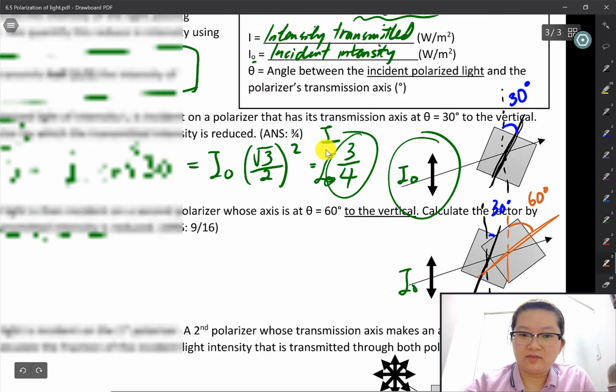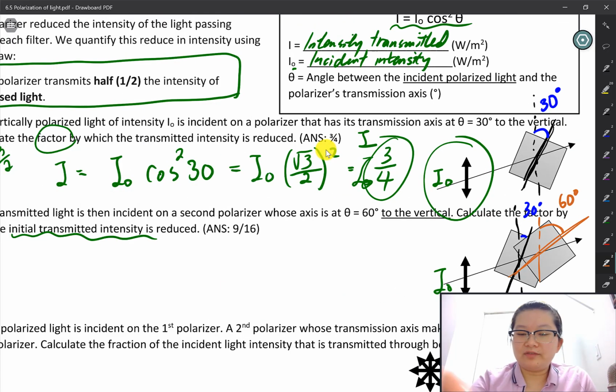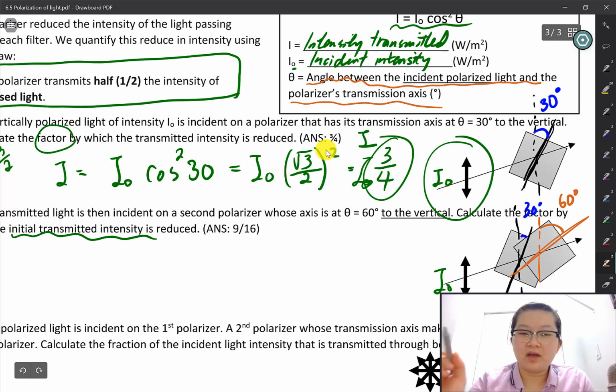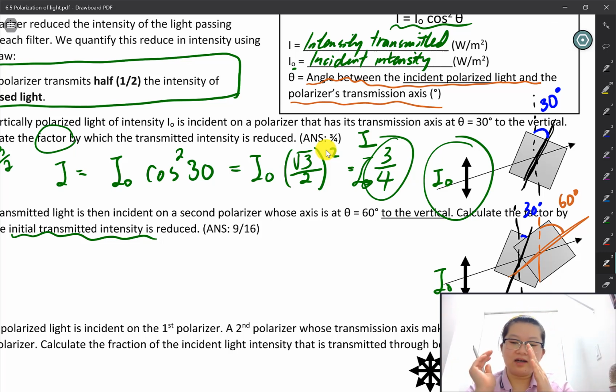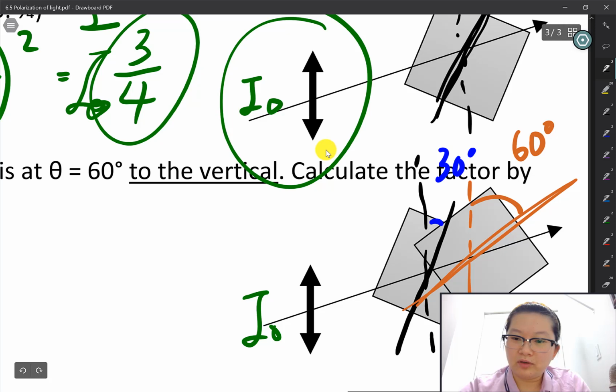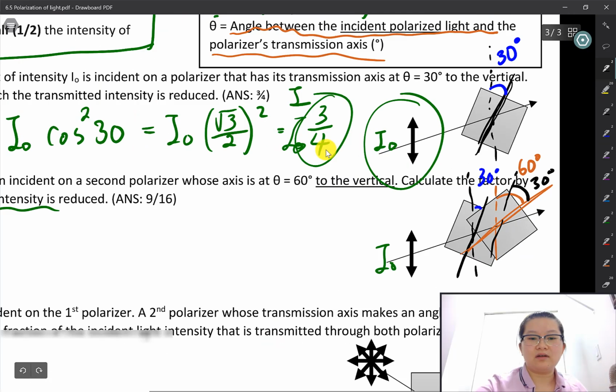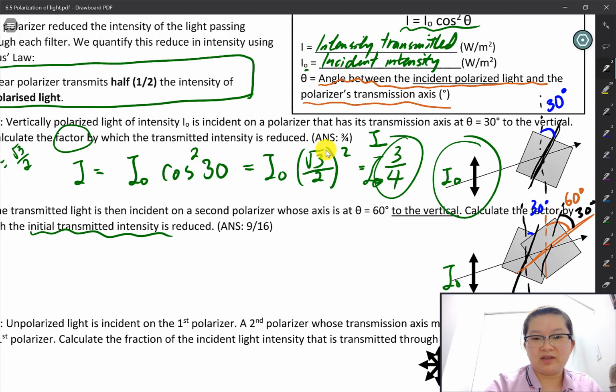But we have to be very careful because when we try to find the angle, it is always the angle between the incident polarized light and the polarizer's transmission axes. When the light leaves the first polarizer, which is angled at 30 degrees, the angle between that light and the second polarizer is only 30 degrees remaining. So that is what we have to be careful about.